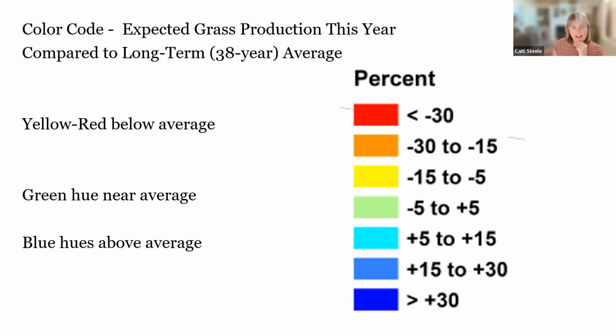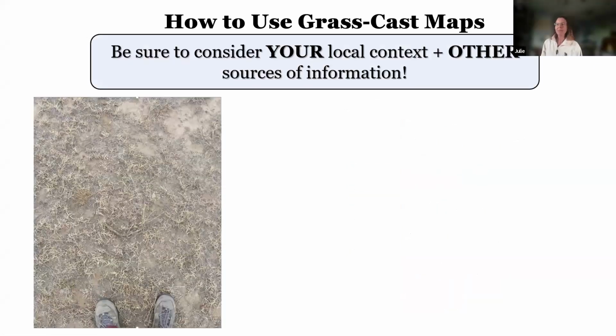So say I'm looking at the map and my area where I'm located is blue. Does that mean I can graze more livestock and expect great conditions for wildlife? Not quite so fast, Katie. No one has gone to every grid cell in the Great Plains to see what is actually on the ground.